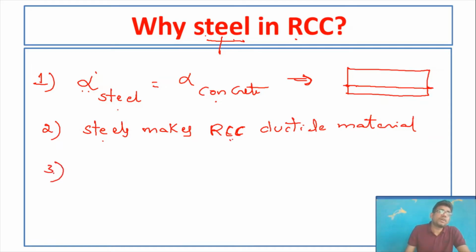And the next reason why we use steel is that the bond between concrete and steel is very good.